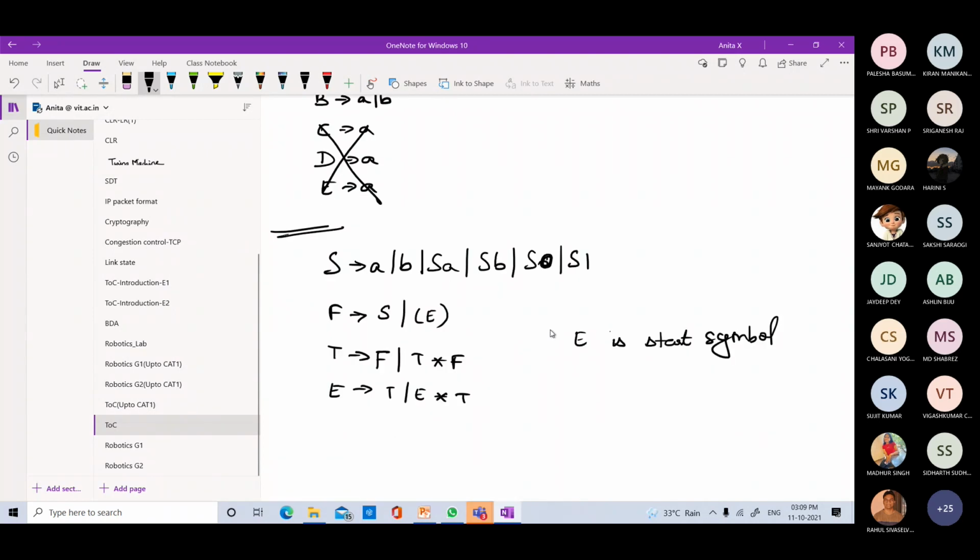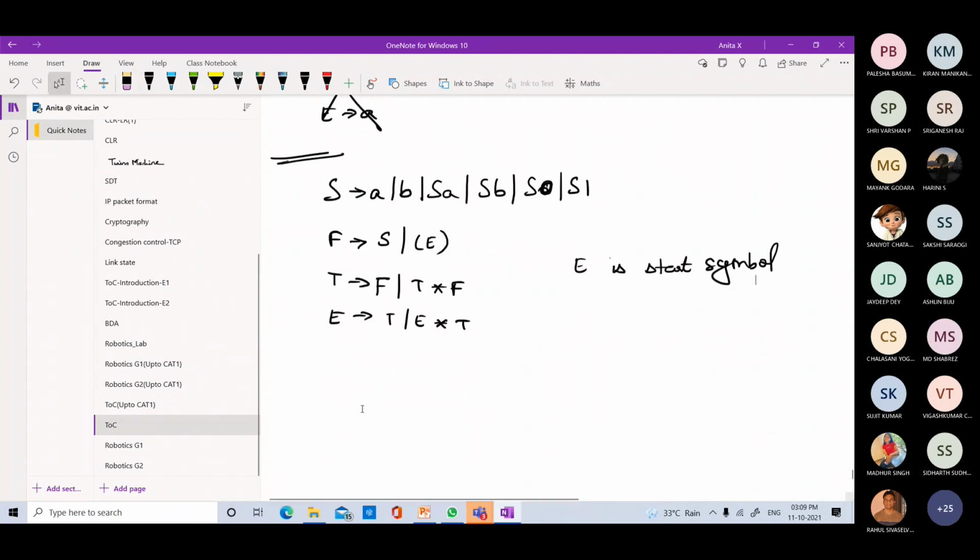Here we have to eliminate the unit productions. So what are the unit productions here? T derives F, F derives S. Please see here, A derives B: productions of the form A derives B are called unit productions, where A and B are non-terminals. So which productions take this particular form?